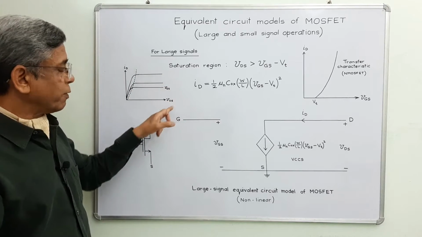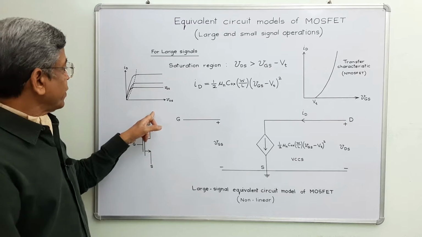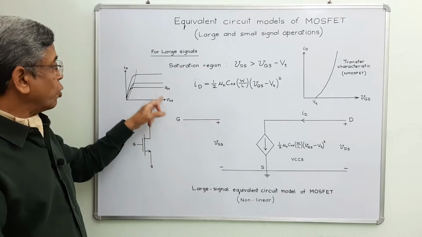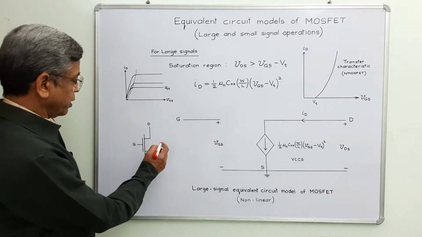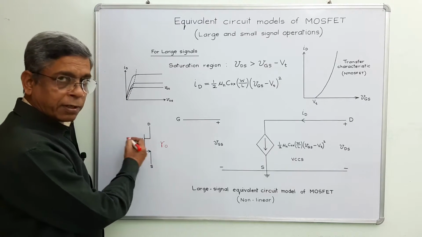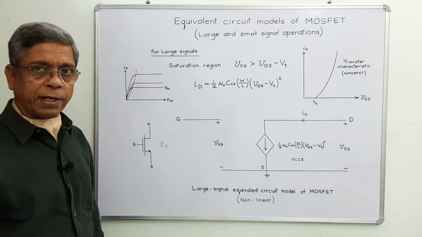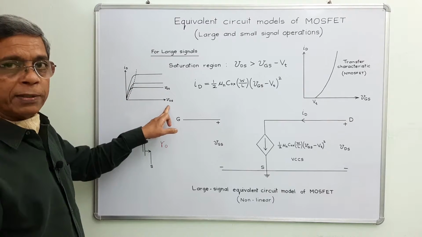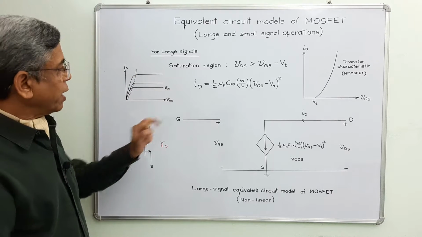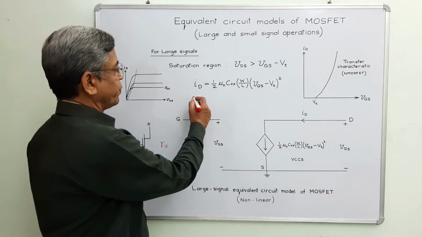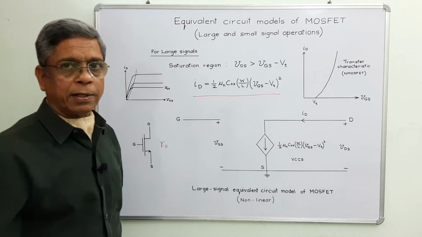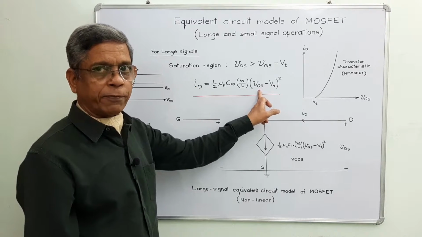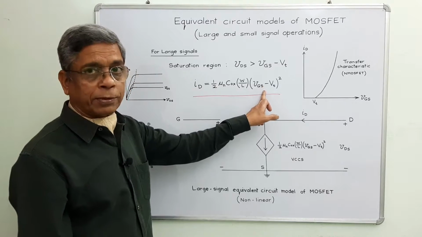Looking at this diagram, one can say one thing: all lines are parallel to VDS, indicating the output resistance of the device, this R0, is infinite. And second point, ID does not depend upon VDS. They are independent, and this is the expression for drain current, which entirely depends upon the input voltage, that is the potential difference between gate and source.